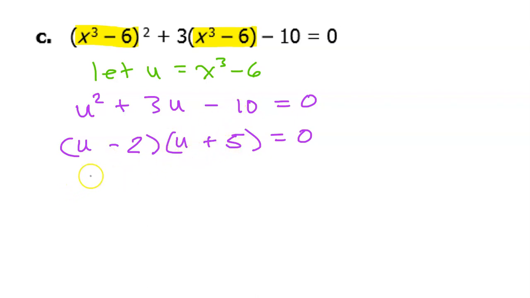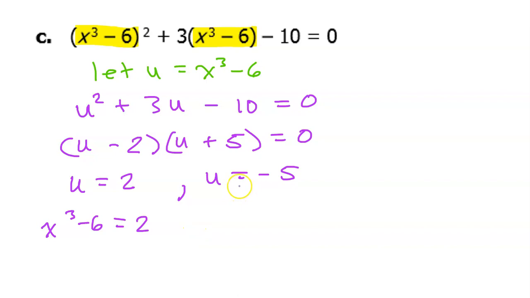Using the zero product property, setting each of these equal to zero, we get u is equal to 2 and u is equal to negative 5. But we are trying to solve for x, not u. So it is time to get the x's back in. So let's reverse our substitution. Remember that u is really x to the third power minus 6. So this first little mini equation will become x to the third power minus 6 is equal to 2. And the second one will become x to the third power minus 6 is equal to negative 5.